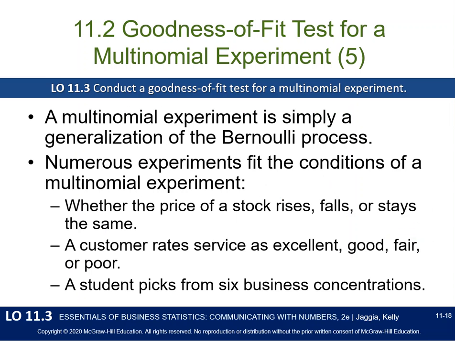So again, we looked at this Bernoulli process in an earlier chapter. This is what we call a multinomial experiment, where we're looking at what happens to the stock price? How would we rate customer service? What's the probability that a student's going to pick to major in accounting versus majoring in management, things like that. So we're categorizing, we're looking at what is the probability that a student's going to fall in one of these categories.